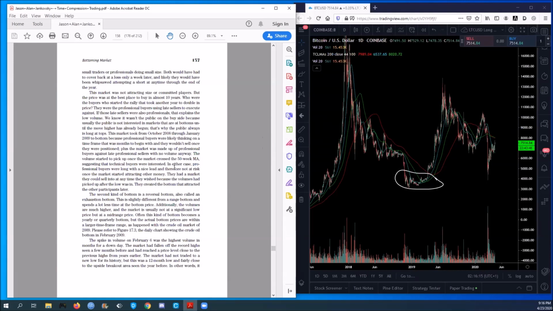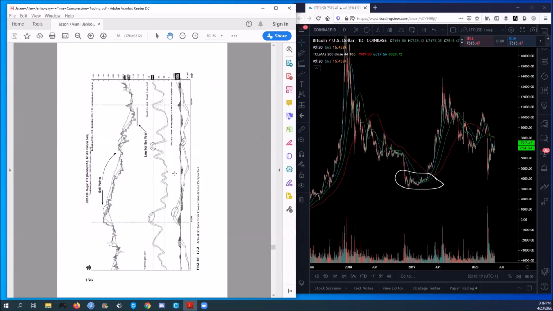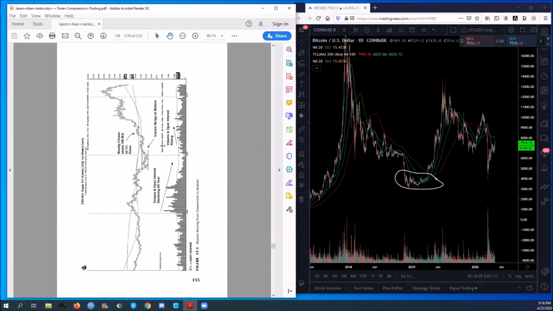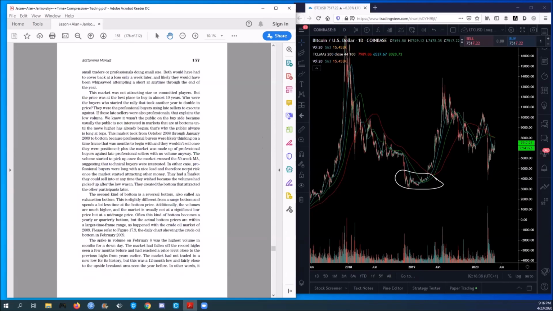Now he goes into these specifics about two types of bottoms. One type of bottom he started to allude to in here. Let me see if I can find. It's a bottoming market that ends in a range. Okay, that was the one we were just looking at. And if this was a bottoming market ending in a range, that's what we would be looking at, a long, slow death. The other type of bottom is a reversal bottom or an exhaustion bottom. This would be something more like this.